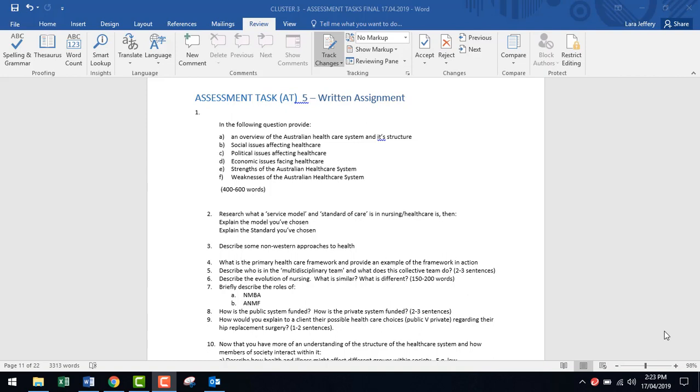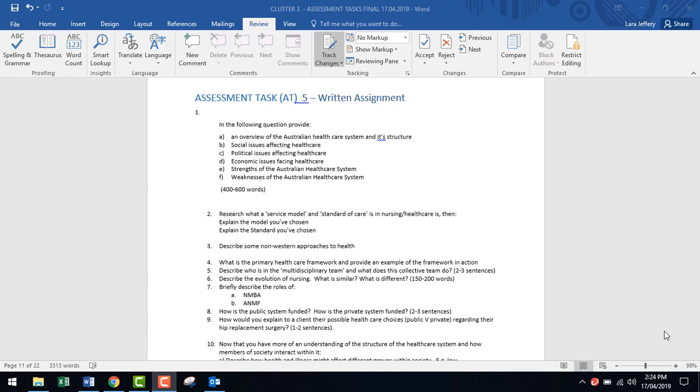So break up each letter and block it out as 100 words here, 100 words there, if you wanted, that's what I want to do. It's 100 words per letter. So you're just thinking about explaining succinctly in 100 words, essentially, an overview of the Australian healthcare system and its structure. Okay, you can go a little bit over, but you should be able to, for all of these letters, make 600 words easily.